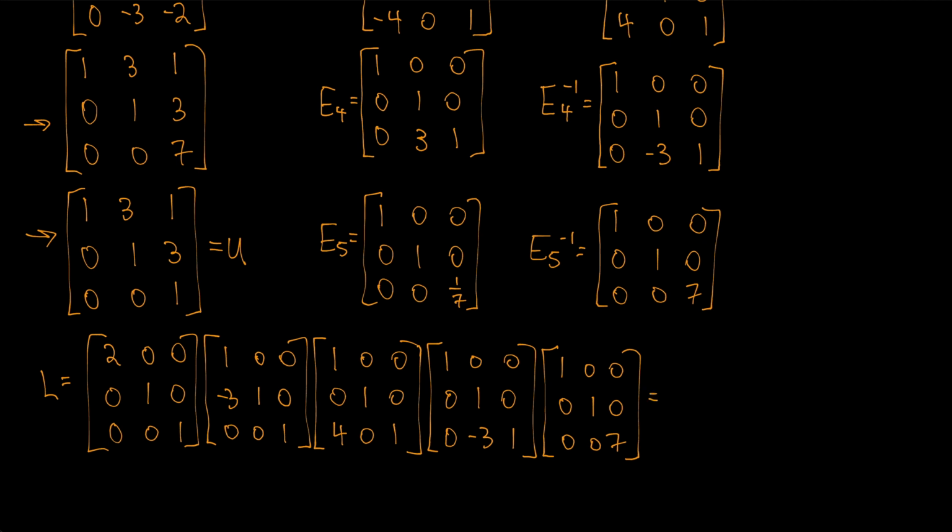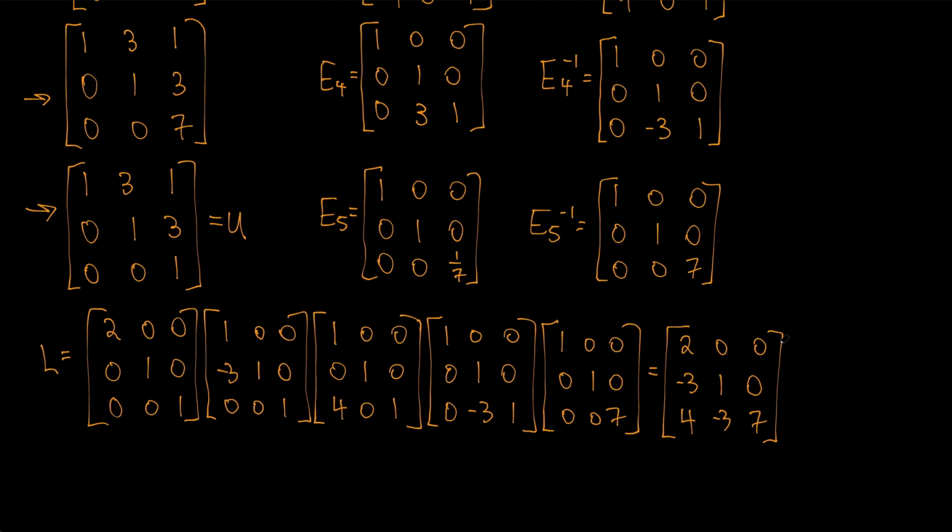And if we do all the multiplication, we get 2, 0, 0, minus 3, 1, 0, 4, minus 3, 7. Notice that all you had to do was take the 2, the minus 3, the 4, the minus 3, and the 7. So it's an easy multiplication to do. So that means that we have our LU decomposition.